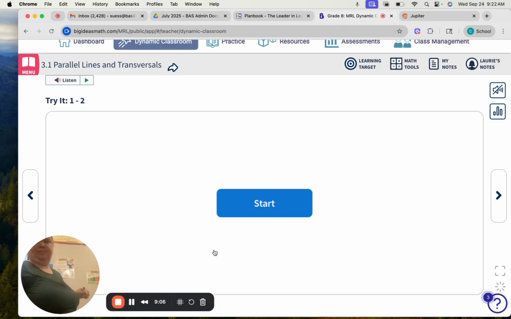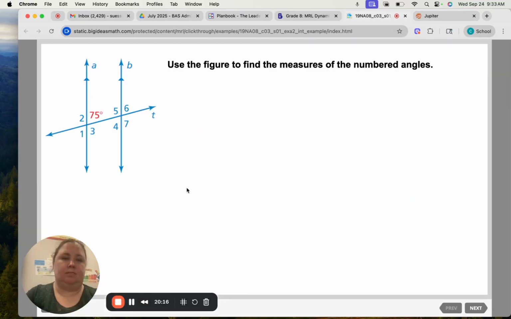Try-its 1 and 2. Example 2, write this in your journal. I would draw the picture. You need to be drawing the pictures for the examples. Julie's like, I am not doing this today. Just put your paper over and draw it. It will take you just a minute.